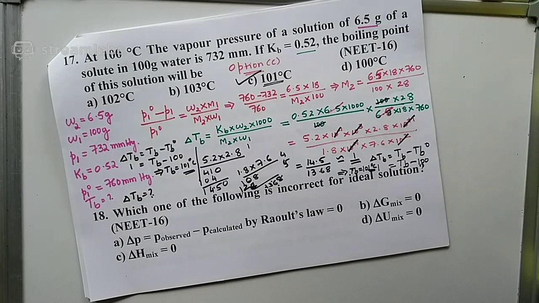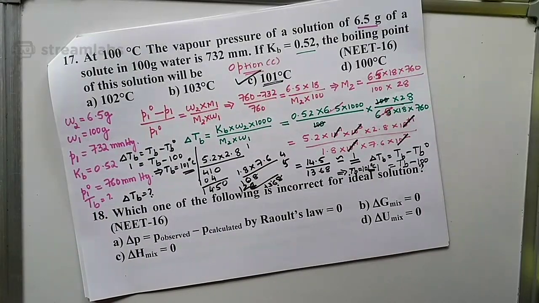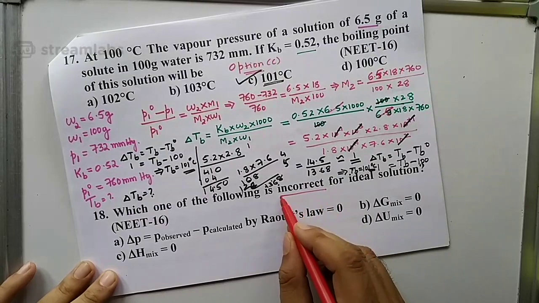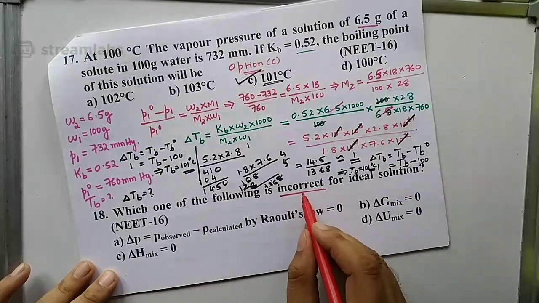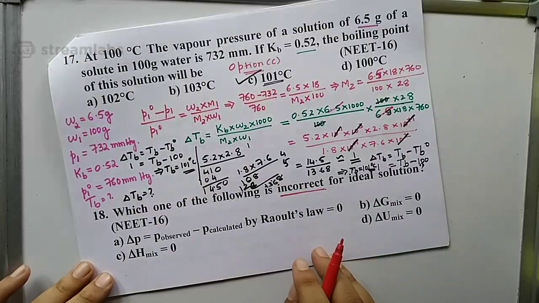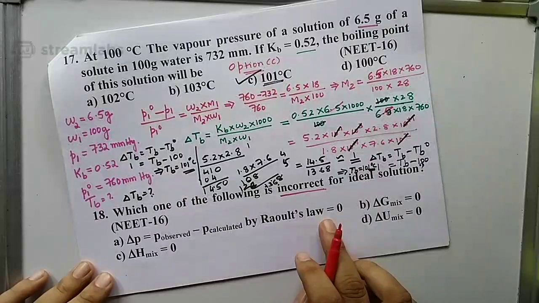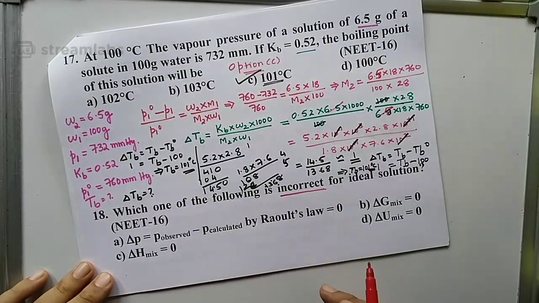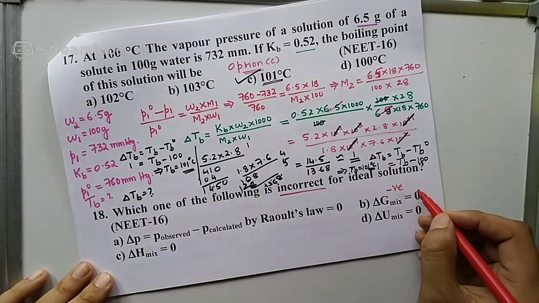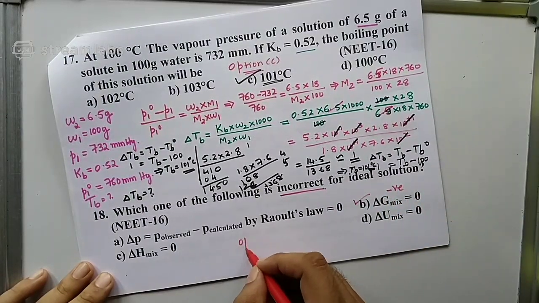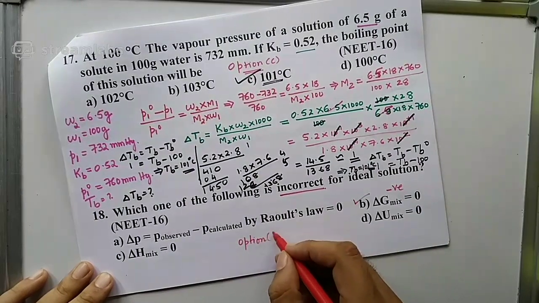Okay, question number 18. Which one of the following is incorrect? Incorrect. This is important. Many times we forget to read it as incorrect and read it as correct. You know that for an ideal solution, delta P is equal to 0. Since mixing is a spontaneous process, whether it is ideal or non-ideal, delta G should be negative. It is not equal to 0. So therefore option B is the answer.